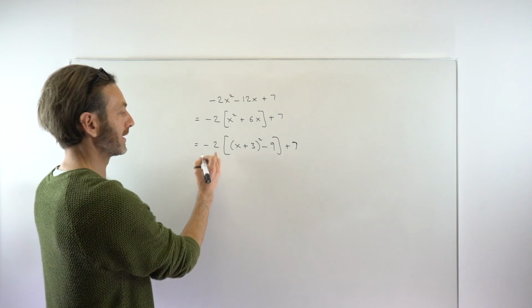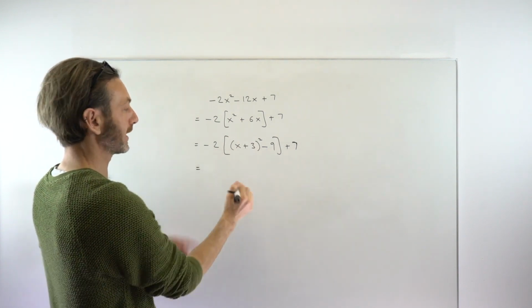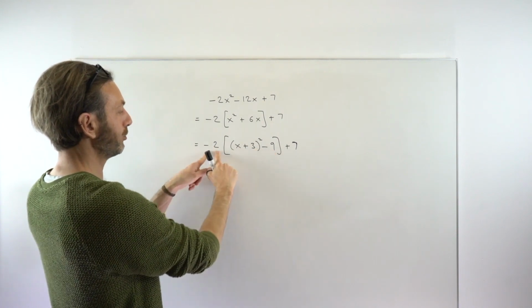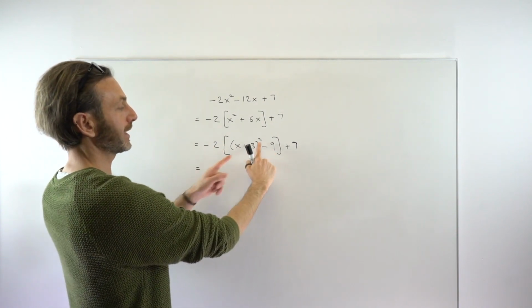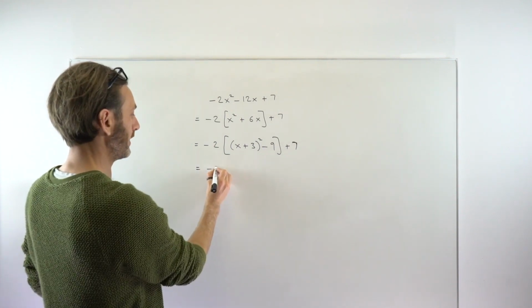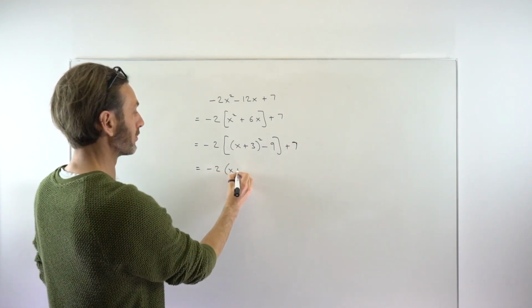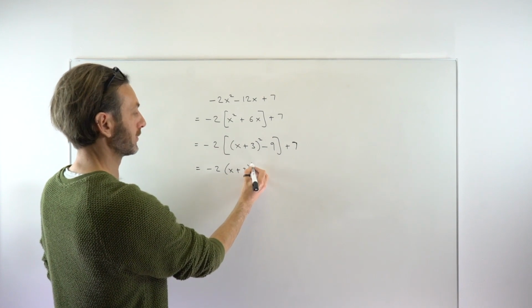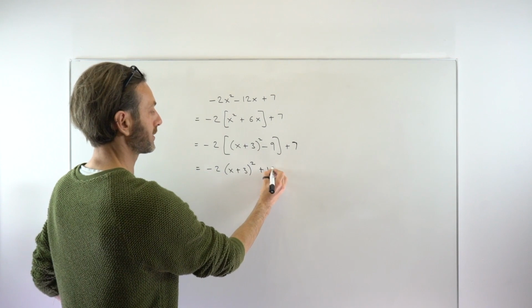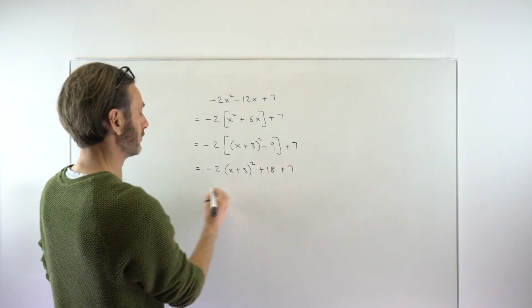Then we are going to go ahead and multiply the -2 into the square bracket. So we're multiplying it to the bracket and multiplying it to the -9. But because the bracket's got a power on it, you can't multiply it into the round bracket. So we're just going to go -2 times the round bracket, just by positioning the -2 in front of the bracket. Then -2 times -9 gives you positive 18, and then you've still got the 7 on the end.